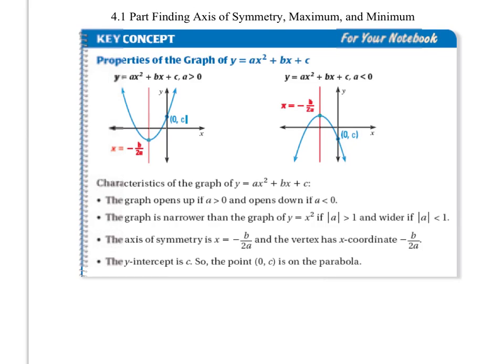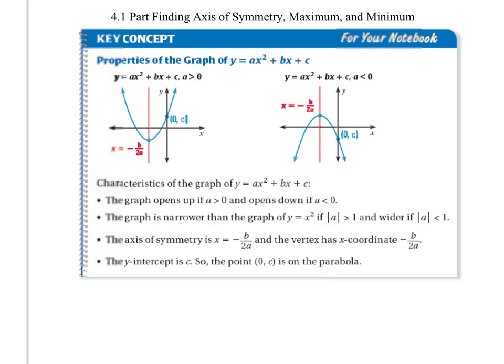Hi folks, today we're going to start chapter 4 in our books, which is dealing with quadratic equations and the graphs of those quadratic equations known as parabolas. Now, our first order of business is to find this axis of symmetry, which you will see as these red lines that are going through the middle of our graphs.